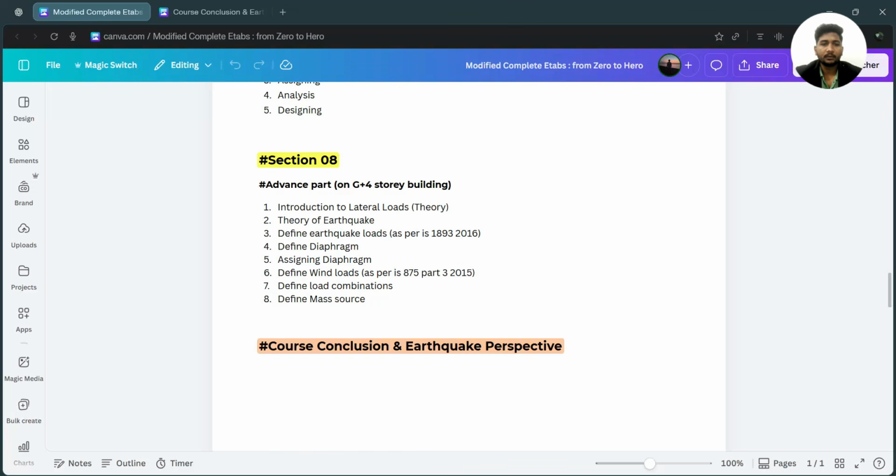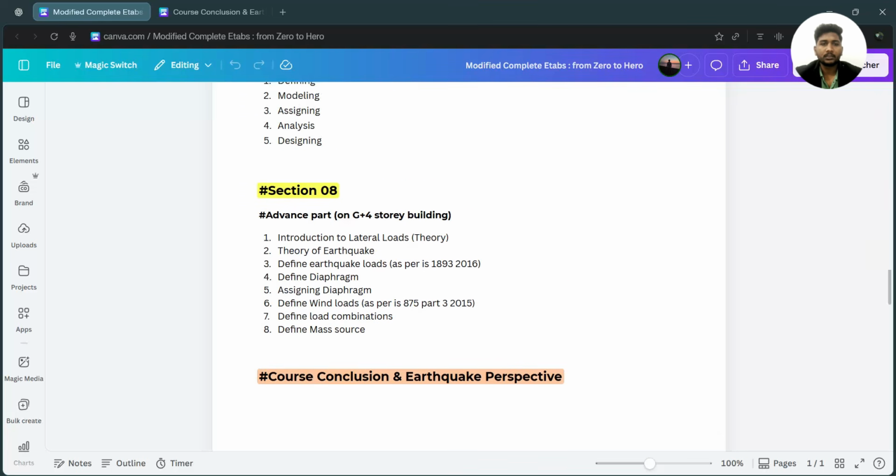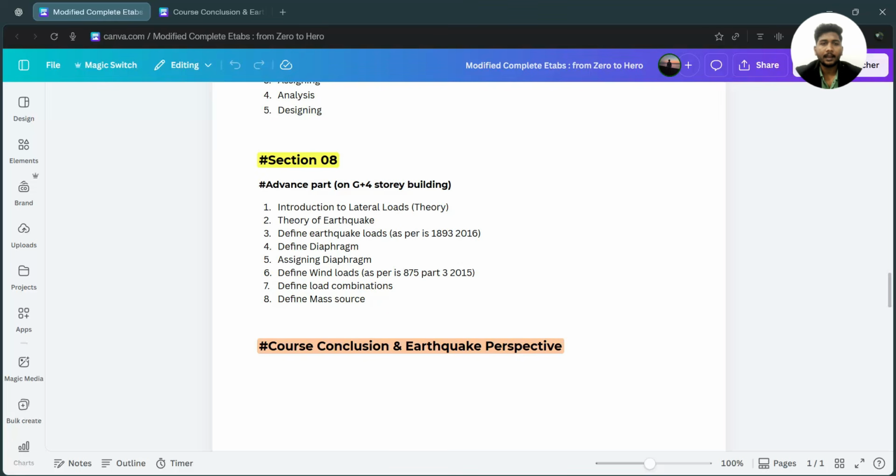And then we have seen how to define mass source. All this concept was basically not part of this course, but to show you the advanced techniques, the advanced part of ETABS, meaning the earthquake analysis, I have mentioned this part and added it in the form of the advanced part. And that's how we have completed our course, over which we are now going to see the course conclusion and the earthquake perspective.